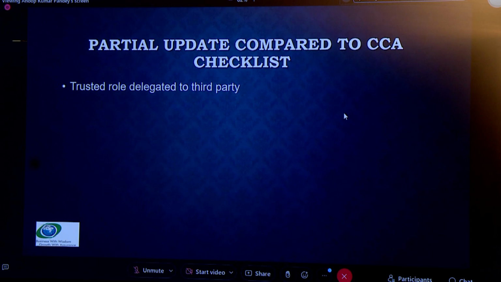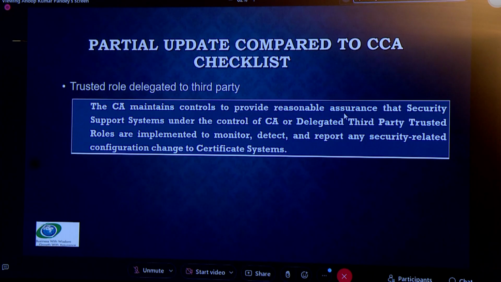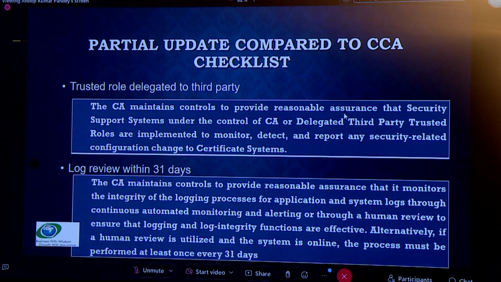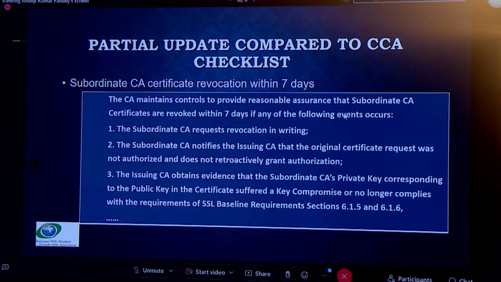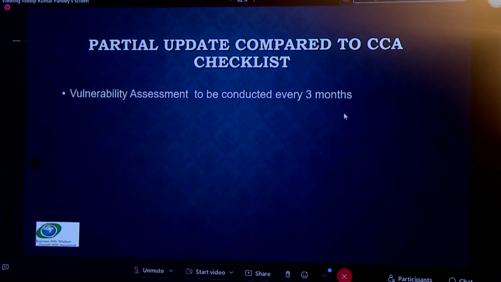Next one. Delegation roles, talked about already. Please next. Log review has to be done within 31 days. Many times we say we do a log review, but there is no time given. They say it should be done within 31 days. A month means you need to define a date when you are doing it. That's the expectation. And subordinate CA revocation has to happen within 7 days. That's a time they have given.